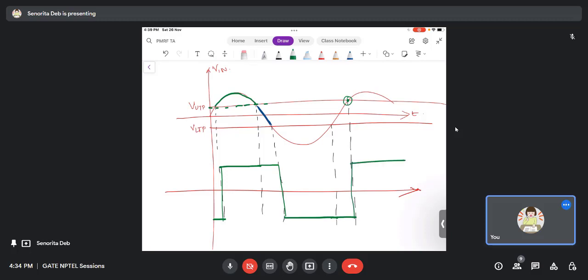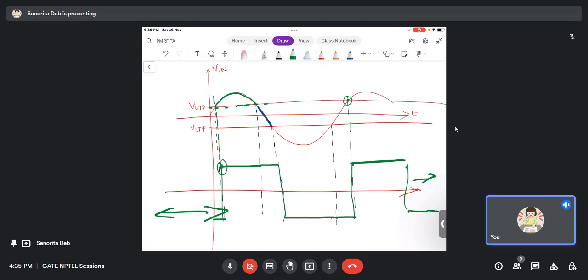Okay, so basically our starting point is VUTP. This is our starting point. So whatever happens before this, you ignore here. After this is how the circuit will continue to behave. And therefore, when you apply a sine wave, you get a square wave.